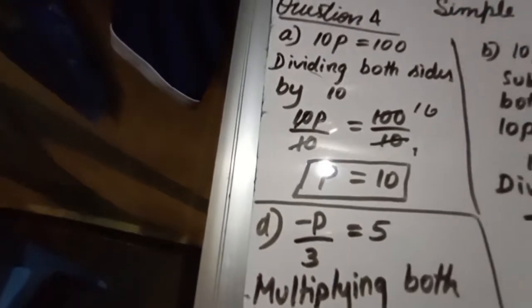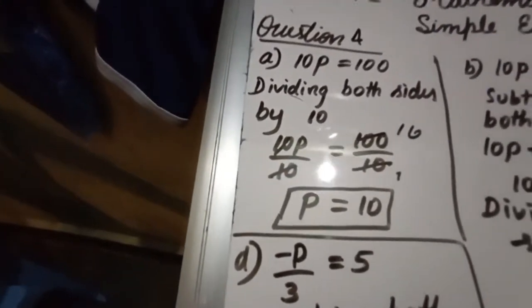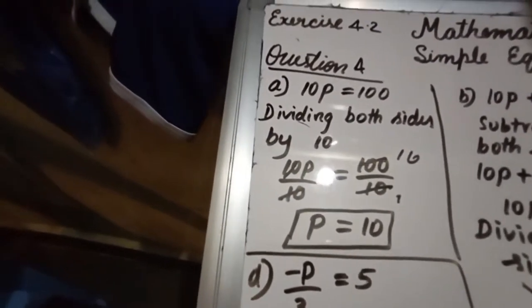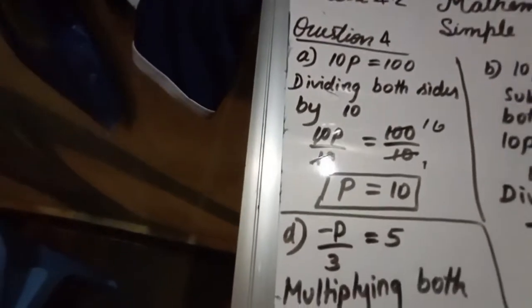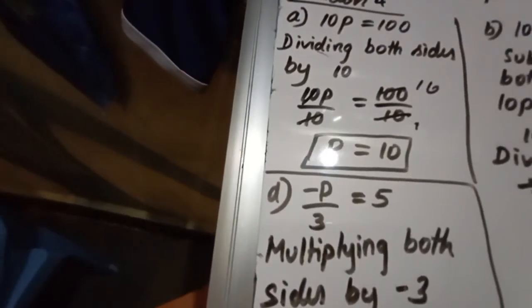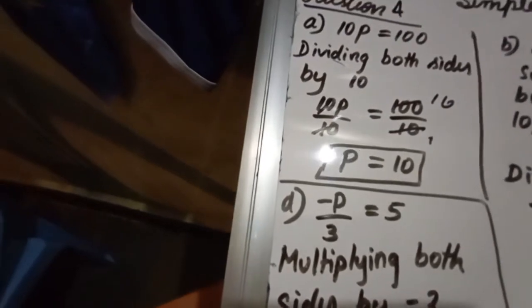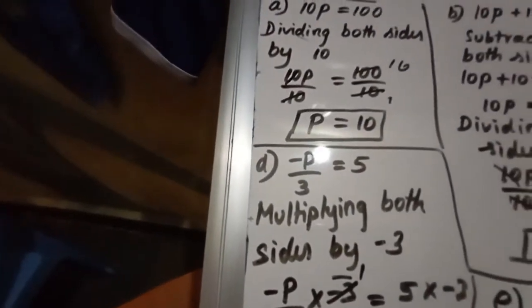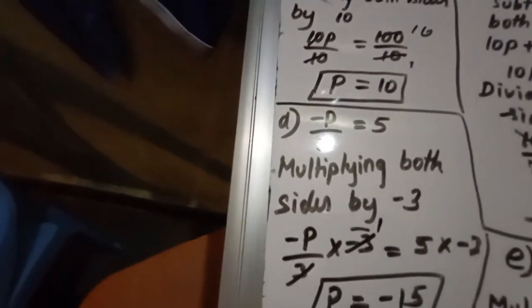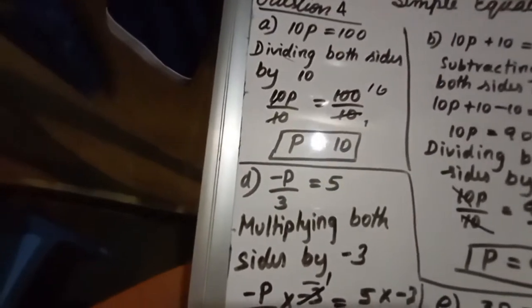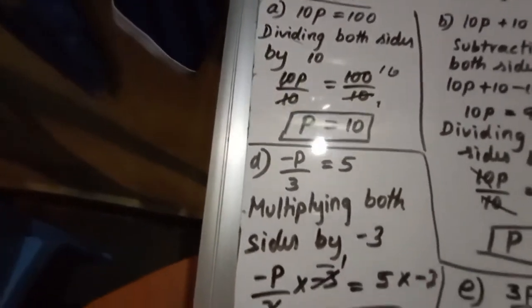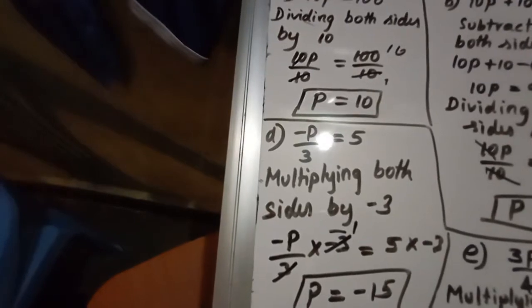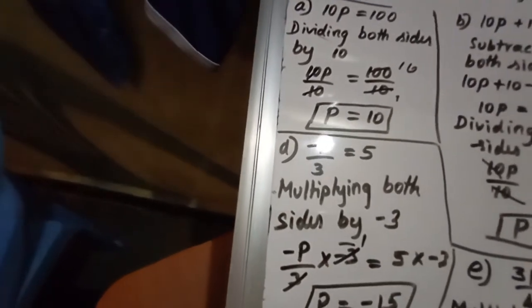D question. Minus p divided by 3 is equal to 5. Now minus p, how can we separate? Now we have to multiply both sides by minus 3. Why, my dear students? If we take minus 3, 3 gets cancelled. Here left out is minus 1, minus p. Minus minus becomes plus p. 5 times minus 3. 5 3s are 15. So with that negative sign, p is equal to minus 15.